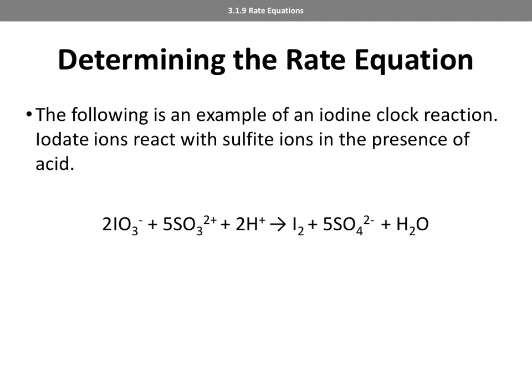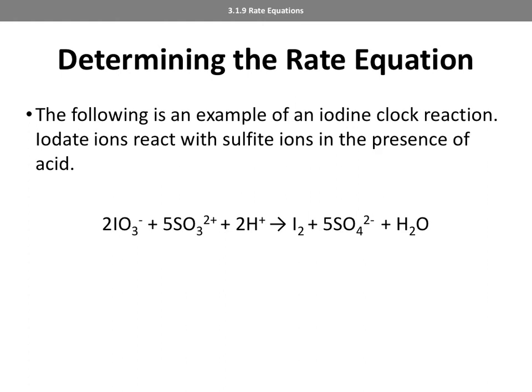So we're going to consider how we might determine the rate equation for, say, this reaction that we have in front of us. This is an example of an iodine clock reaction, and the iodate ions react with sulfite ions in the presence of an acid. The reaction can be followed by using starch solution to detect the formation of iodine, and it's called a clock reaction because the colourless solution turns black very suddenly after a certain length of time, and it's the time that's measured, and it's the time that provides us with information on the initial rate of reaction.